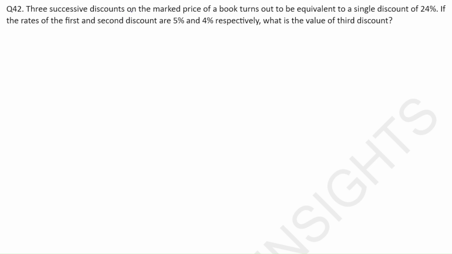3 successive discounts on the mark price of a book turn out to be equivalent to a single discount of 24%. If the rates of the first and second discounts are given, that is 5% and 4%, what is the value of the third discount? So as per the question, MP by SP is equal to, if mark price is 100, as per first discount, how much? So that is 95, right? So second discount is given as 4%.